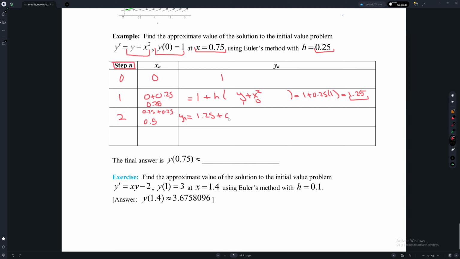plus h, which is a constant, right? Times the function at the given values, at the last values. So this would be y from the last, which is 1.25, plus x from the last, which is 0.25 squared, right? And so you do this math, and this should equal, I have it written on the side so I don't waste time doing the math.